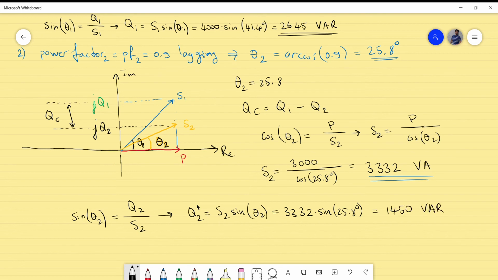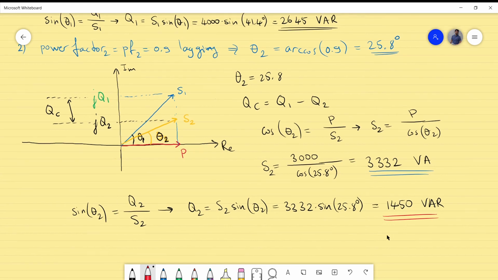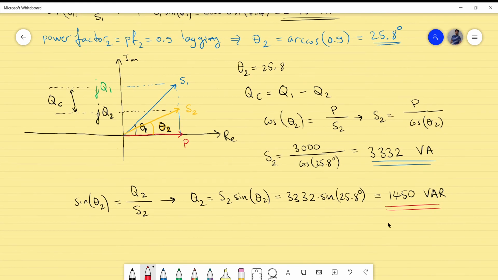So that's actually the situation here. So that's actually the new Q2. So if I want to reduce my value from 2645 to 1450, I need a reduction of, so what is it then? I need a QC, which is 2600. I will make it again clear that it's Q1 minus Q2.